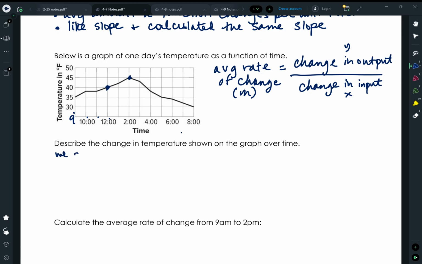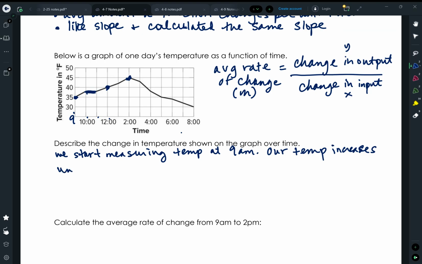We start measuring temp at 9 a.m. And then it looks like from 9 all the way until 2, our temperature is increasing. Well, it's not really increasing right here though, is it? So overall, it's increasing from here to here. It's not really going down, but it is kind of holding steady there. Our temperature increases until 2 when we have a maximum.